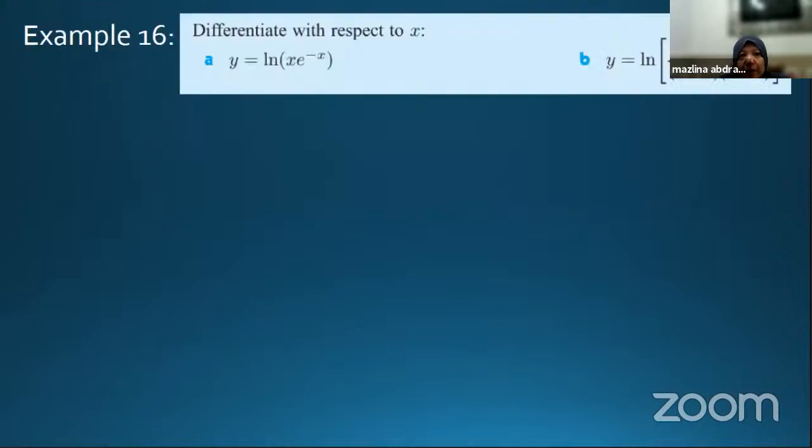Okay. All right, so differentiate with respect to x: y equals ln of x e to the power of negative x. Another one. It looks complicated, right? Therefore, we need the rules just now for you to solve it. Okay, try to do it.